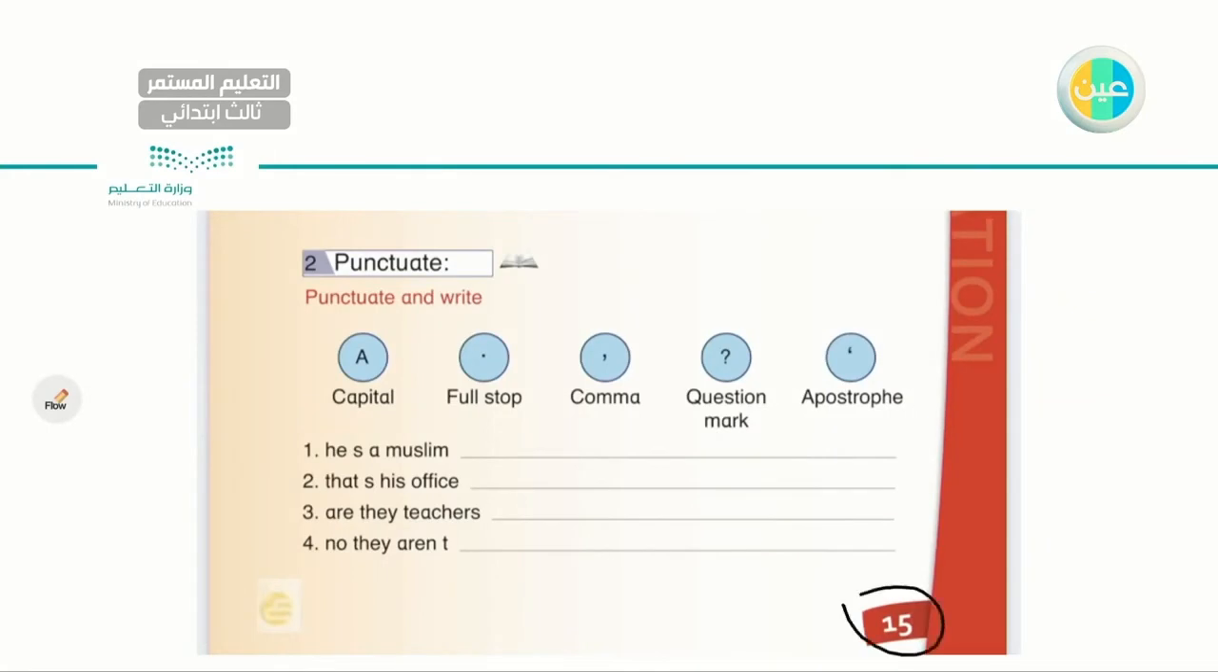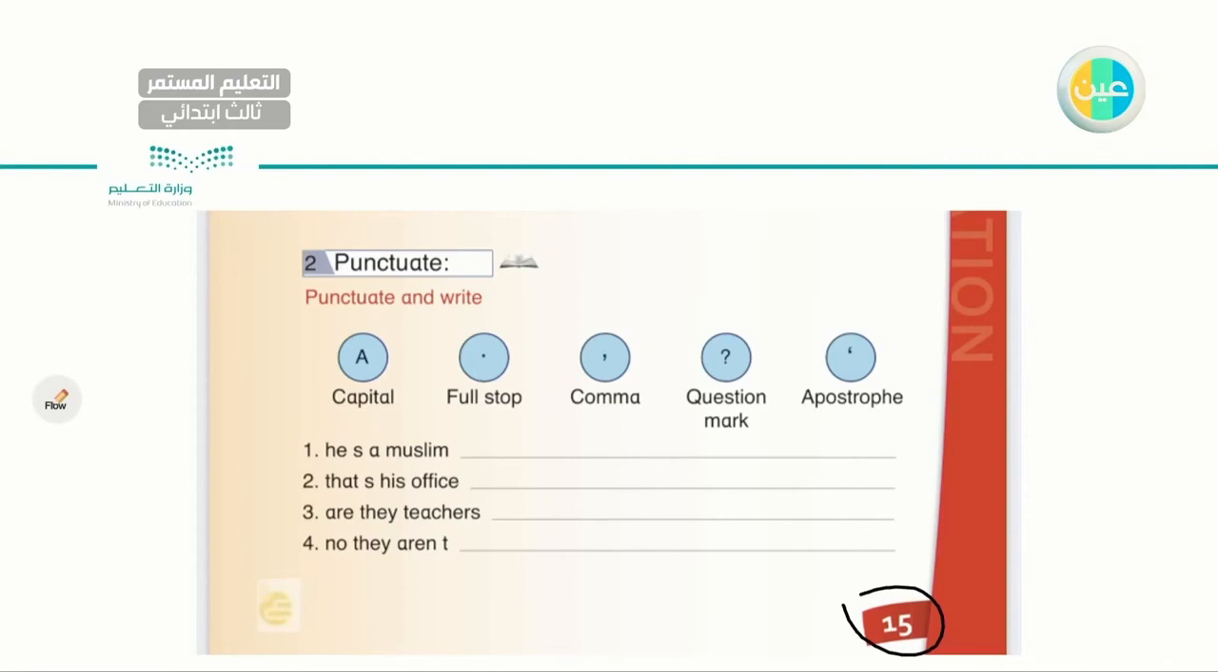We have a punctuate and write. We have a capital letter, full stop, comma, question mark, and apostrophe. So let's start with number 1. As you can see, we have some mistakes at number 1. We need to punctuate them. Okay, we need to put the correct, let's start with the first one.